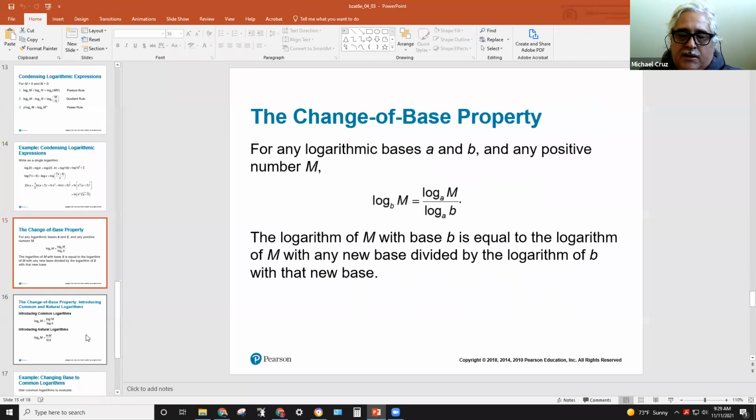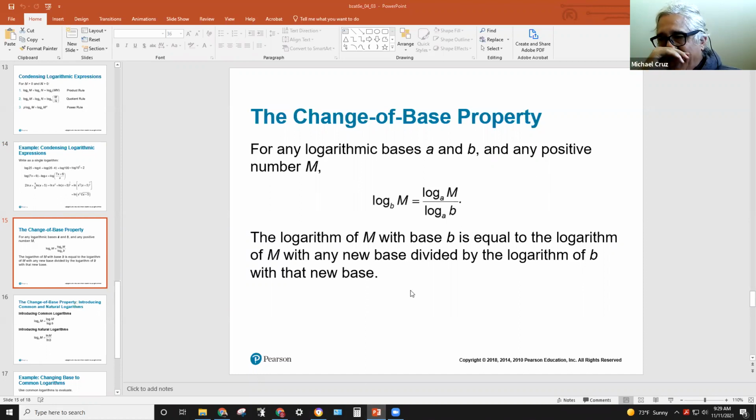All right, the last thing is called the change of base property. The change of base property is very useful because it can help us solve certain equations when we want to evaluate them, essentially. If we have, and I shouldn't say an equation, it could be part of an equation, but we have an expression.